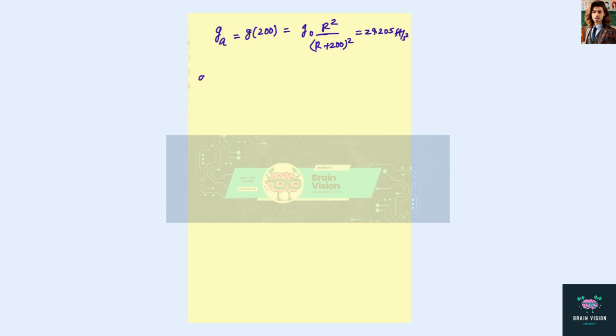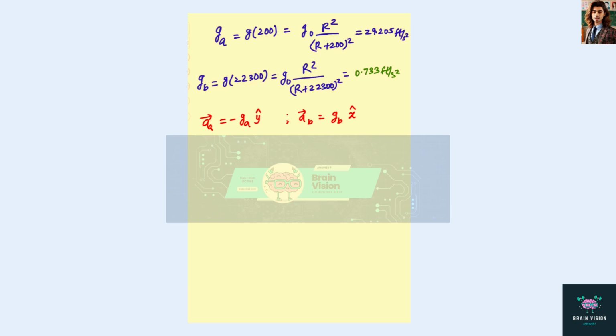Similarly, we can determine g_B, which is g at altitude 22,300, equals g naught r square divided by r plus 22,300 whole square. After substituting values, we get g_B equals 0.733 feet per second square. Now from the diagram we can see that the acceleration at point A equals minus g_A y cap, and the acceleration of B equals g_B x cap.